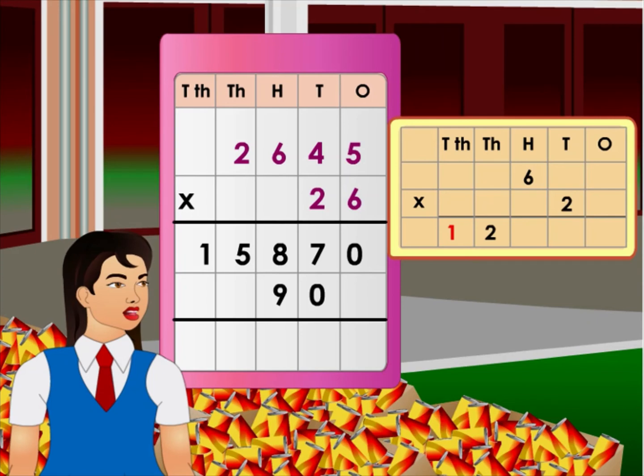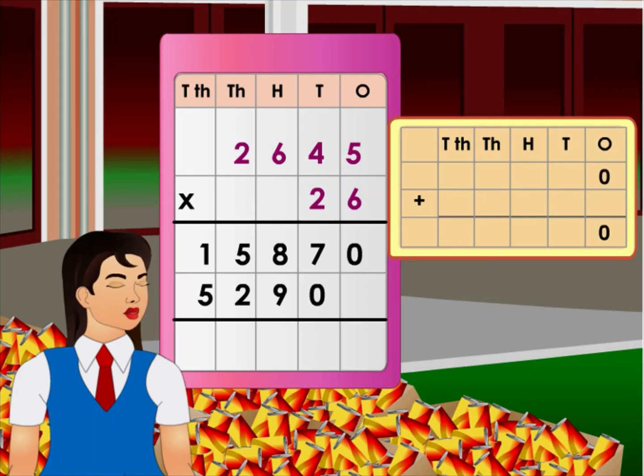I multiply 6 hundreds with 2 tens and get 12 thousands. I write 2 below the 1,000 and trade 1 to the 10,000s. I multiply 2 thousands with 2 tens and get 4 10,000s. I add 1 to 4 and get 5 10,000s. I write 5 below the 10,000s.